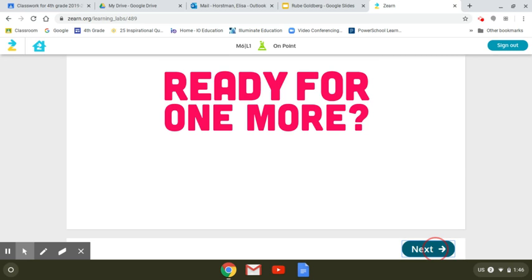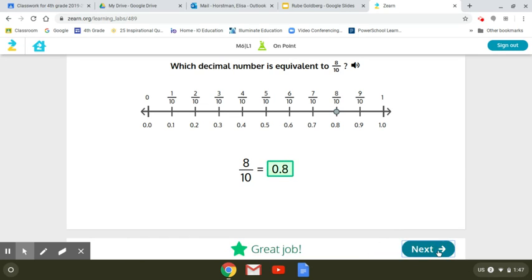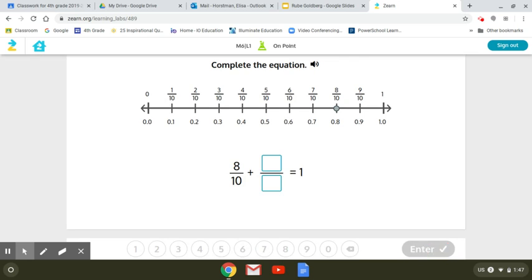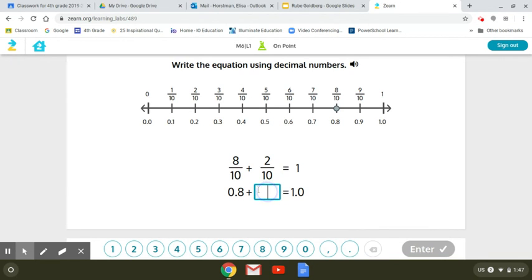One more. I wonder which one they're going to do. It's 8/10 equals 0.8. You go ahead and do that. 8 plus what makes a full 10? 2/10. 0.2, because 2/10 is written as 0.2.